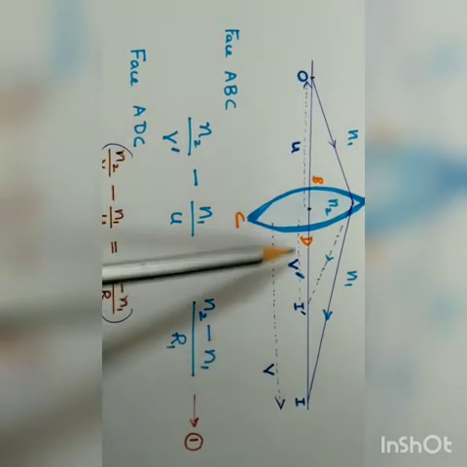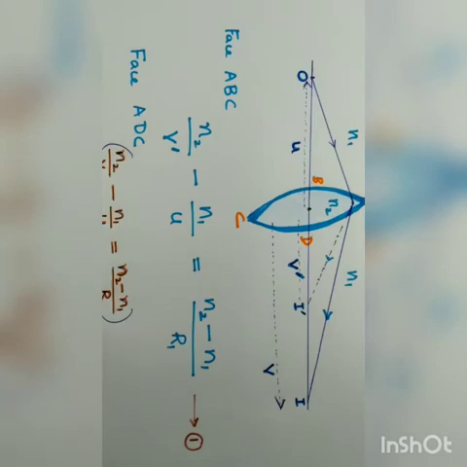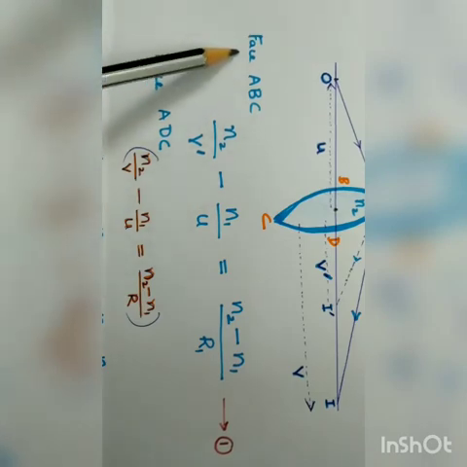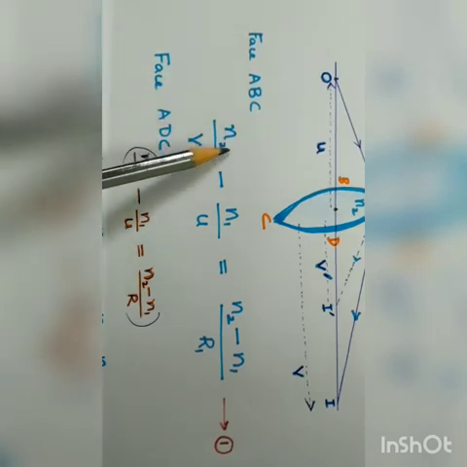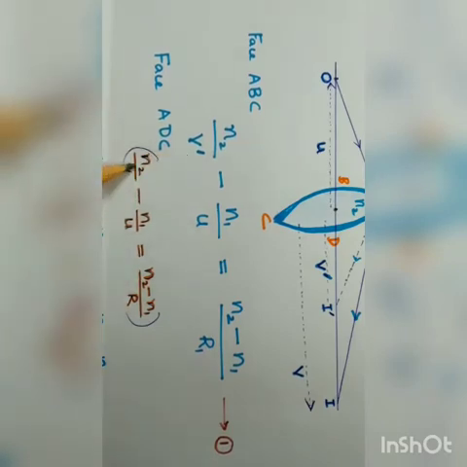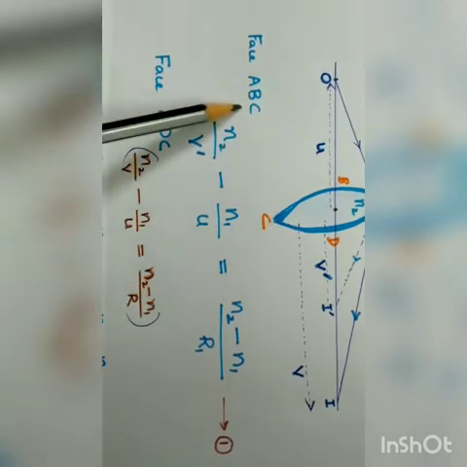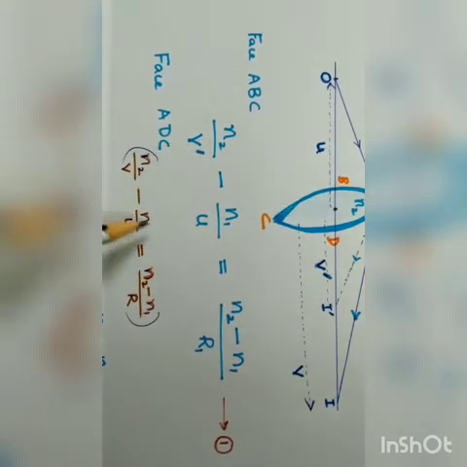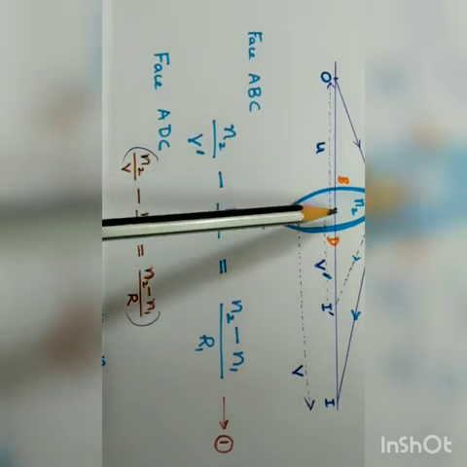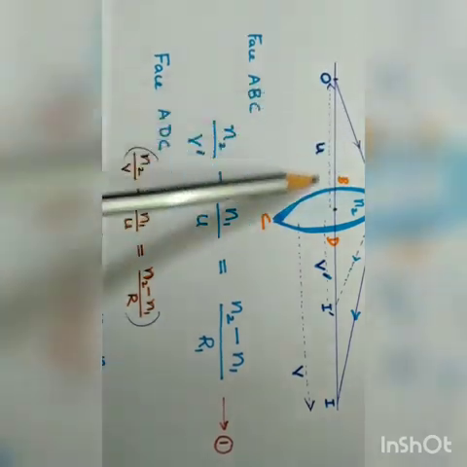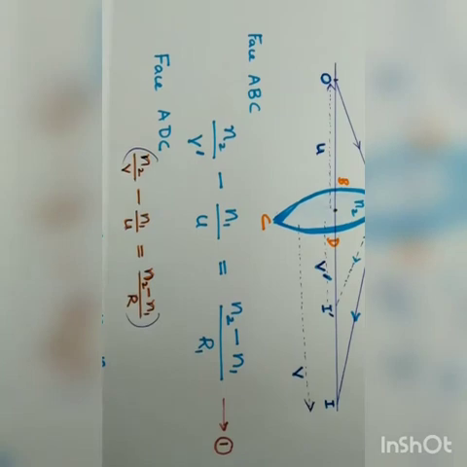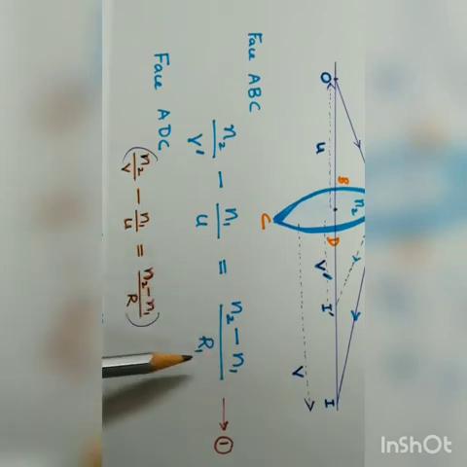And the image distance is V dash. So let us apply the formula N2 by V minus N1 by U equals N2 minus N1 by R for the phase ABC. N2 by V, V stands for the image distance. Here for phase ABC, the image distance is V dash, minus N1 by U. N1 by U is the same thing, the first phase object distance, is equal to N2 minus N1 by R1.